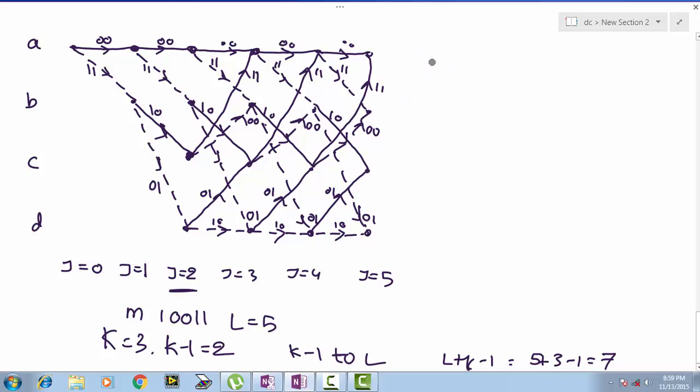Okay, so now A, B, C and D. When the input is 0 from state A, we move to state A only. When the input is 0, state B, we move to state C with output of 1 0. When in state C input is 0, we move to state A with output of 1 1. When we are in state D, if the input is 0, we move to state C with output of 0 1.